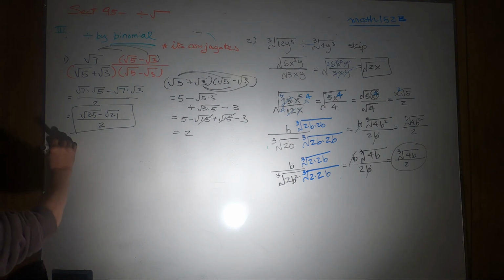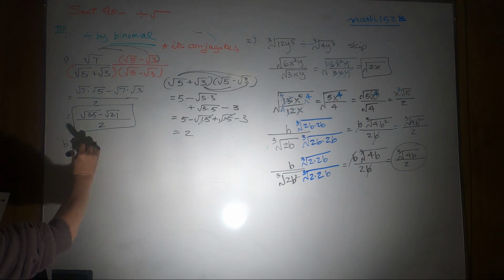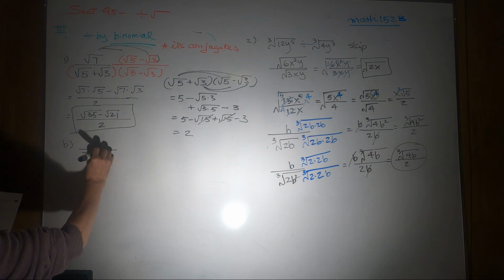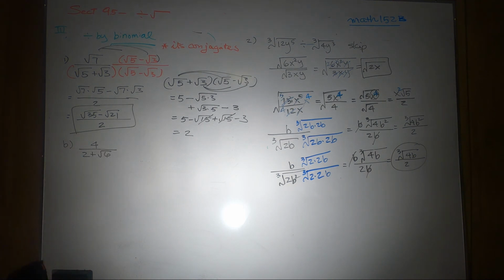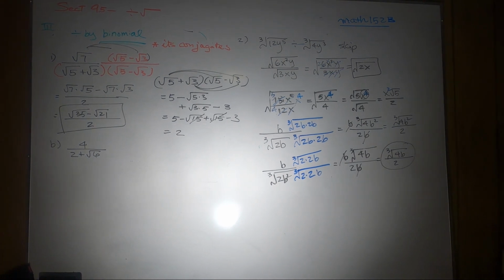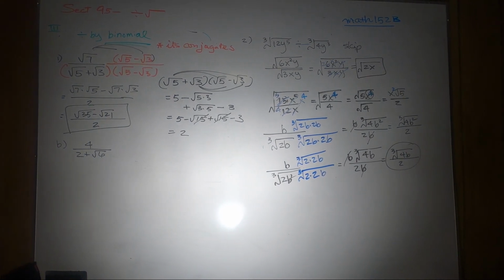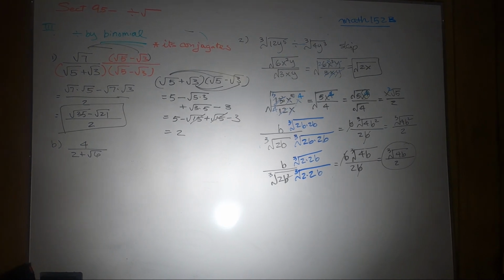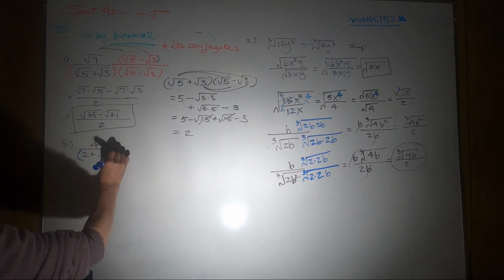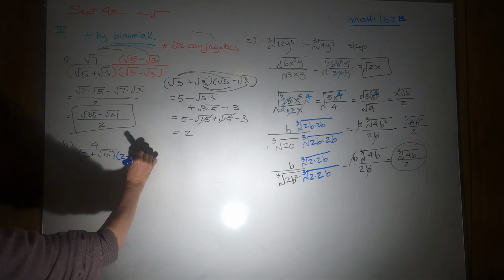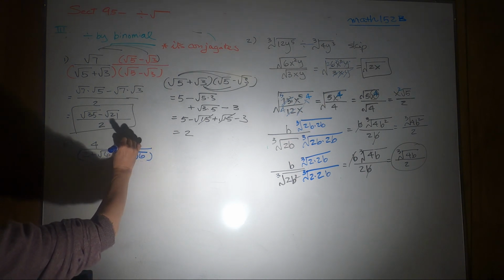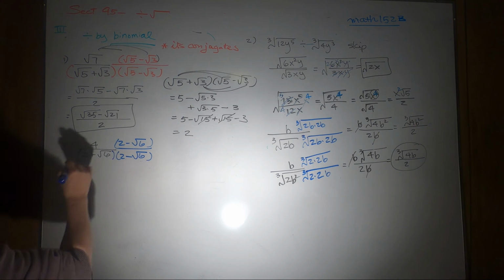Okay, so if you have 4 divided by 2 plus square root of 6, right? Same thing, binomial. Then what is its conjugate? Same thing with a what? Different sign, right? So its conjugate would be what? 2 minus square root of 6. So you will multiply by 2 minus square root of 6.